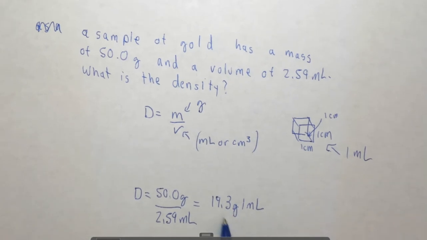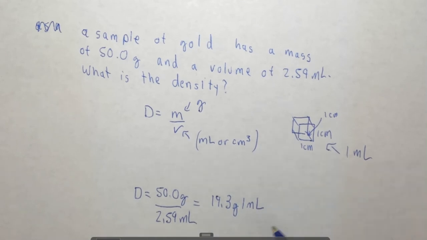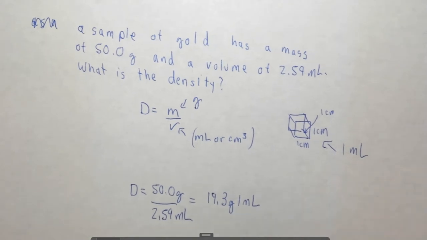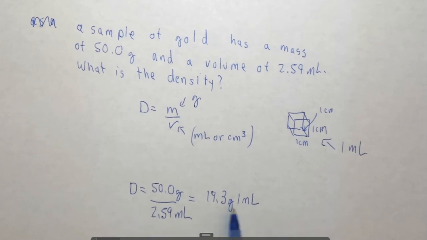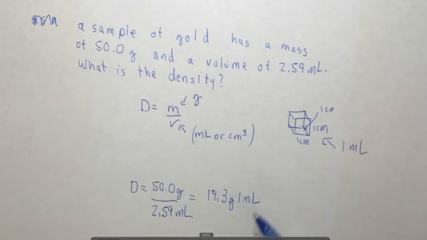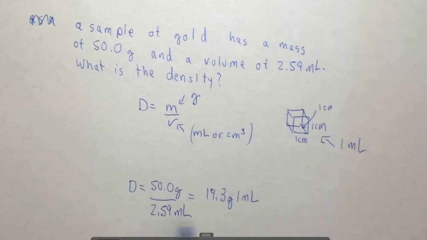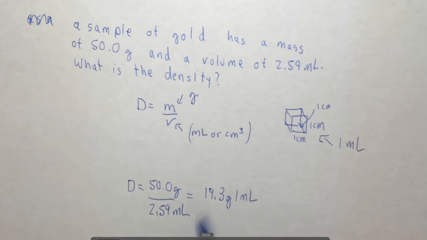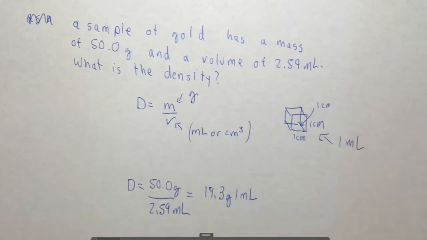And in fact, density was invented when people were trying to figure out whether crowns or other things that were supposed to be made out of gold actually were made out of gold. And one way to identify gold is through its incredibly high density. If you use a different metal, such as silver, it has a much lower density, and that makes it distinguishable from gold. So if you measure the mass of the object and you measure the volume of the object, if it's made out of gold, the ratio of the mass and the volume will be 19.3 grams per milliliter.